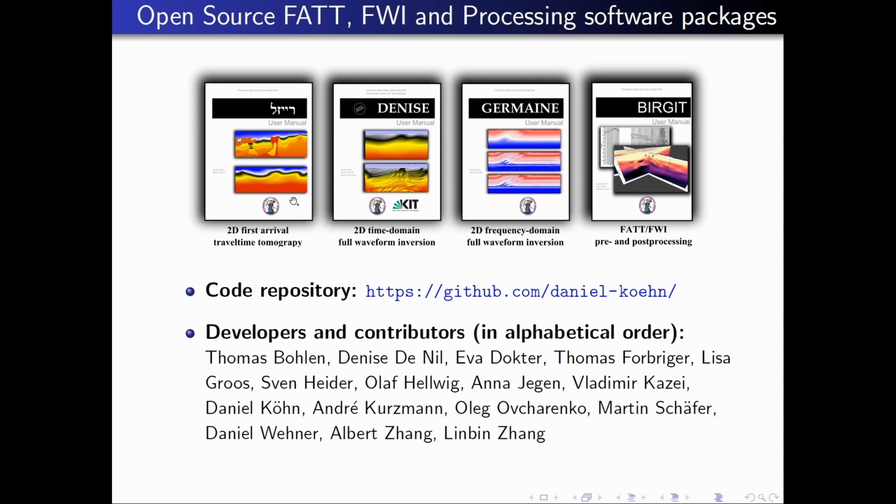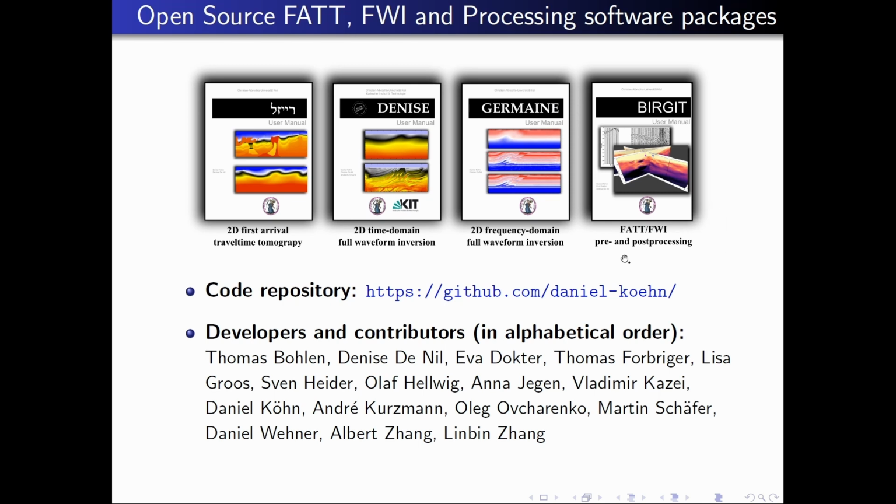So the first one is Reizel, which is a 2D first arrival travel time tomography code. Then we have the time domain waveform inversion code called the Nice Black Edition. We also have developed a frequency domain code called Germain, which is currently in the alpha stadium, so it's not really working that well. It works for synthetic data, but field data application is more long-term aspect of this code, so it's not really working and we will not use it in this course.